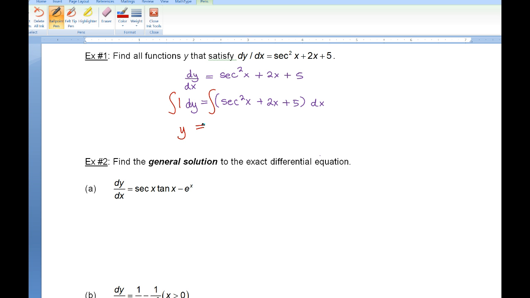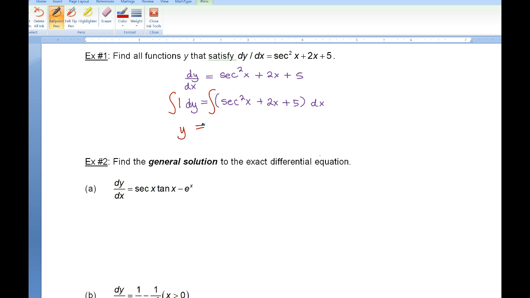Basically what happens is these go together, and we're taking the antiderivative of 1, which would be y to the first. Think of this as y to the 0 power. So if you had y to the 0 and you applied the power rule, it would become y to the first over 1. Okay, now let's do the right side.